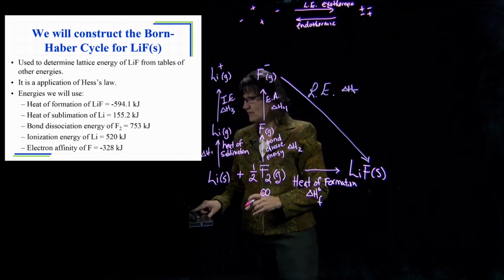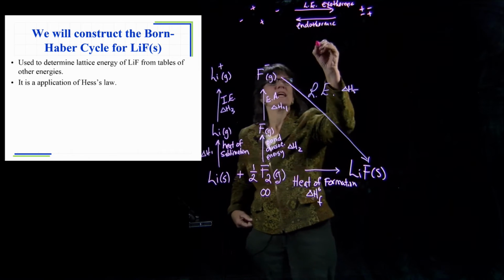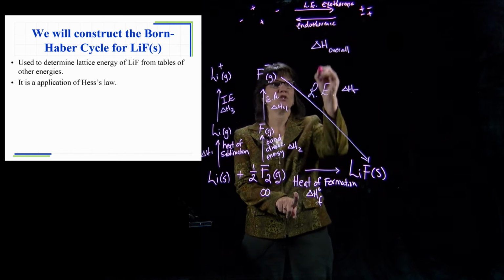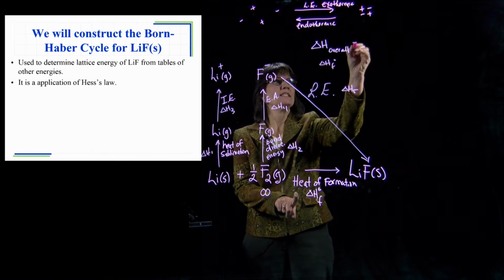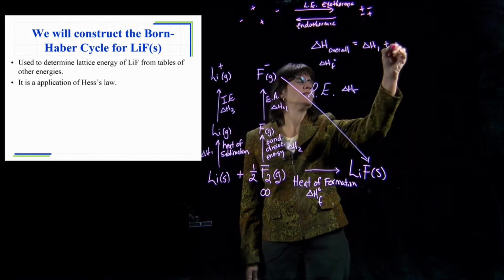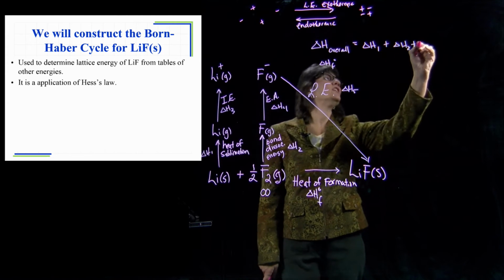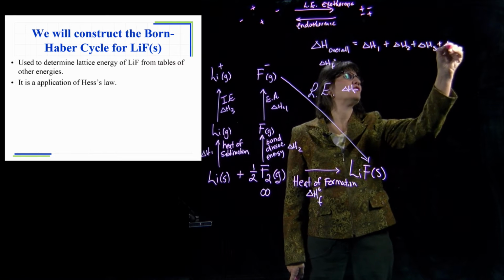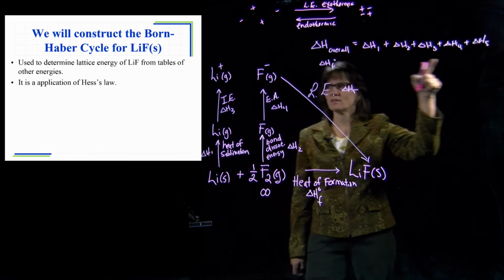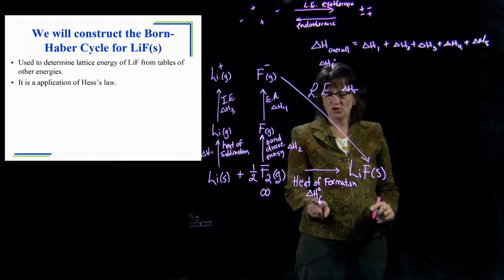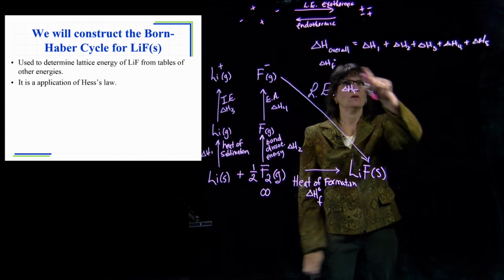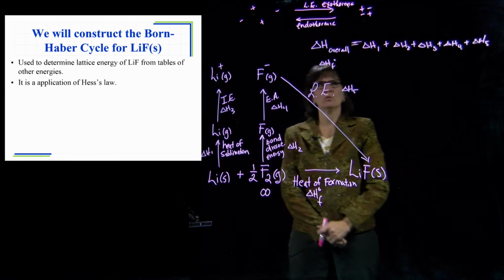What Hess's law states is that the delta H overall, which is the heat of formation, we'll put that underneath it, is equal to all of these other guys. We have delta H1, delta H2, delta H3, delta H4, and delta H5. That's the application of Hess's law. Whether you do it in one step, which is your overall reaction, or you do it in a whole series of steps, which there were 5 steps here, the energies have to be equal.